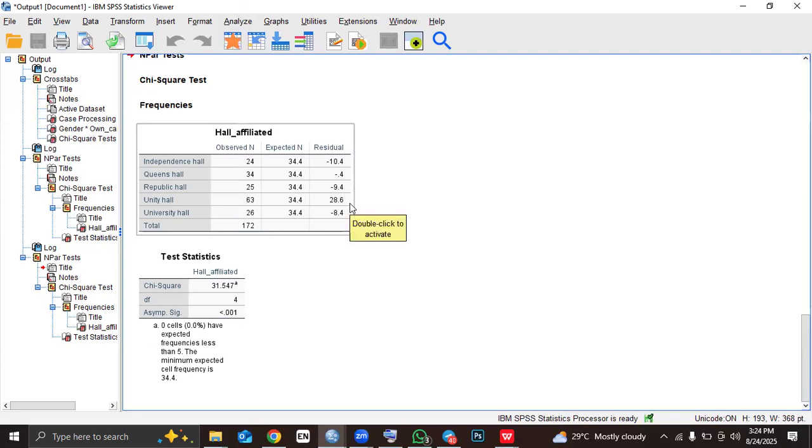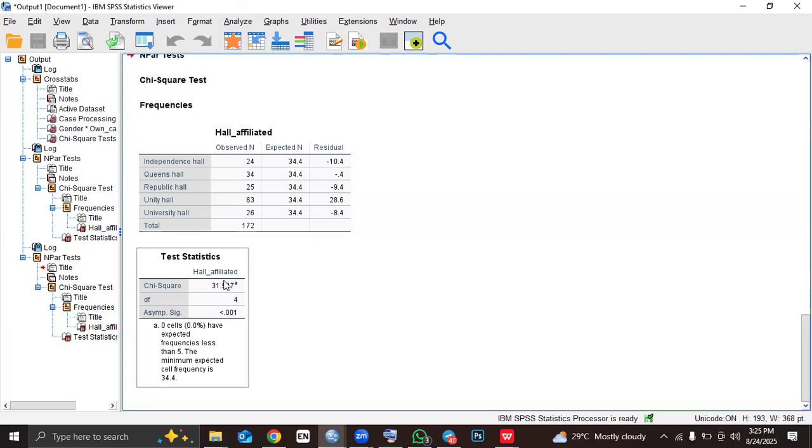So we see that in Unity Hall, we had a residual of 28.6, meaning that we had more students entering Unity Hall than what we expected. And then finally, University Hall, we can see we had fewer students entering University Hall than what we expected. So the total number of students here is 172. So this is what our first table is telling us.